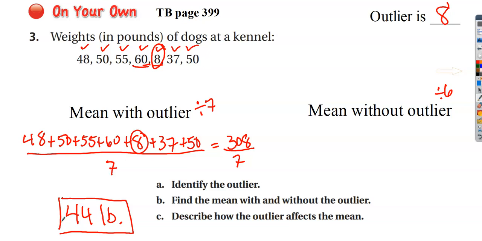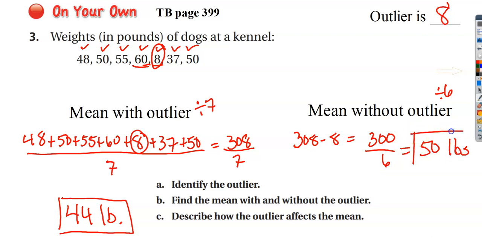Now I'm going to find the mean without the outlier. Now remember that trick that I taught you? You could just do this, 308 minus 8. So that adds up to 300, and then I'm going to divide by 6. And I get 50, and remember it's pounds. So the mean weight without the outlier is 50.